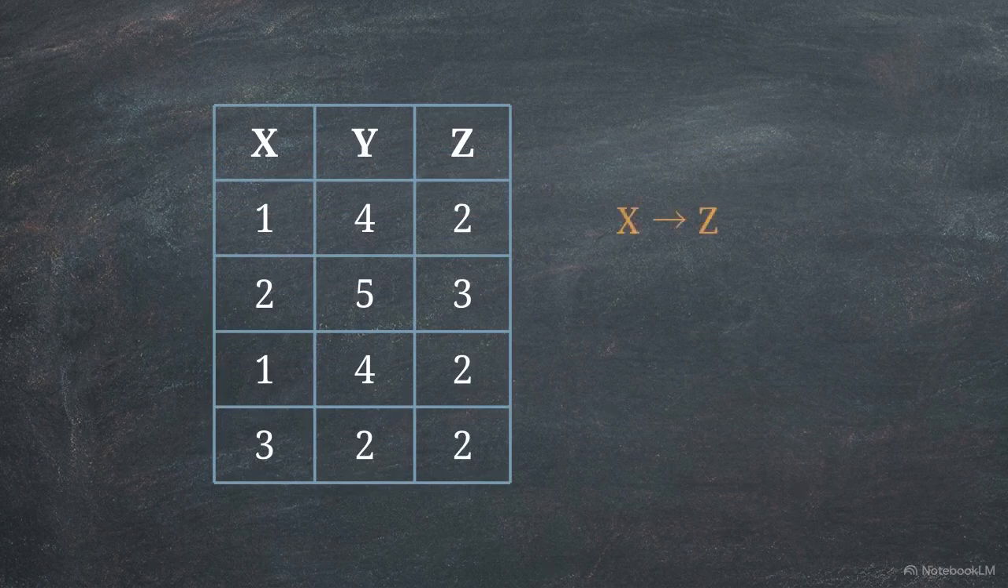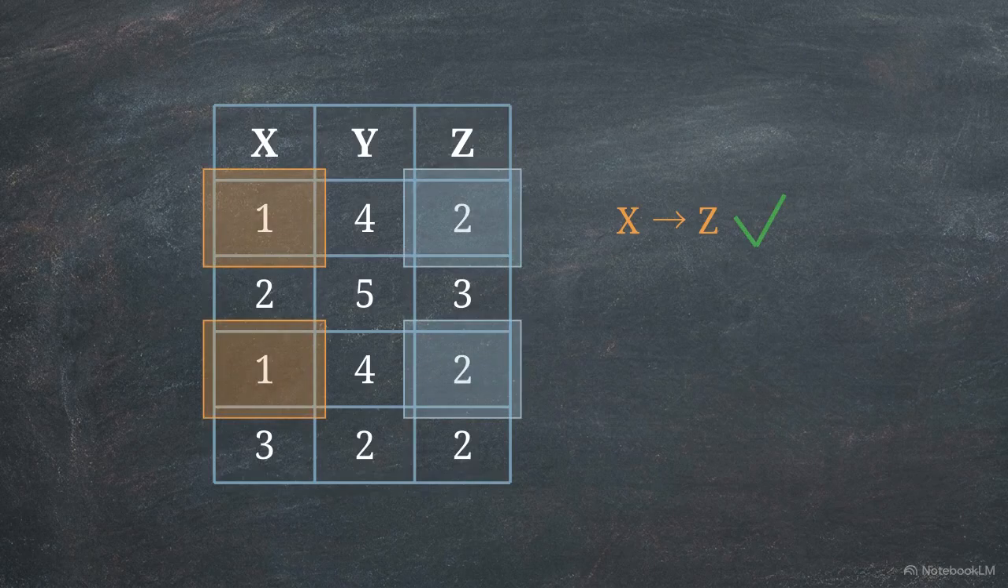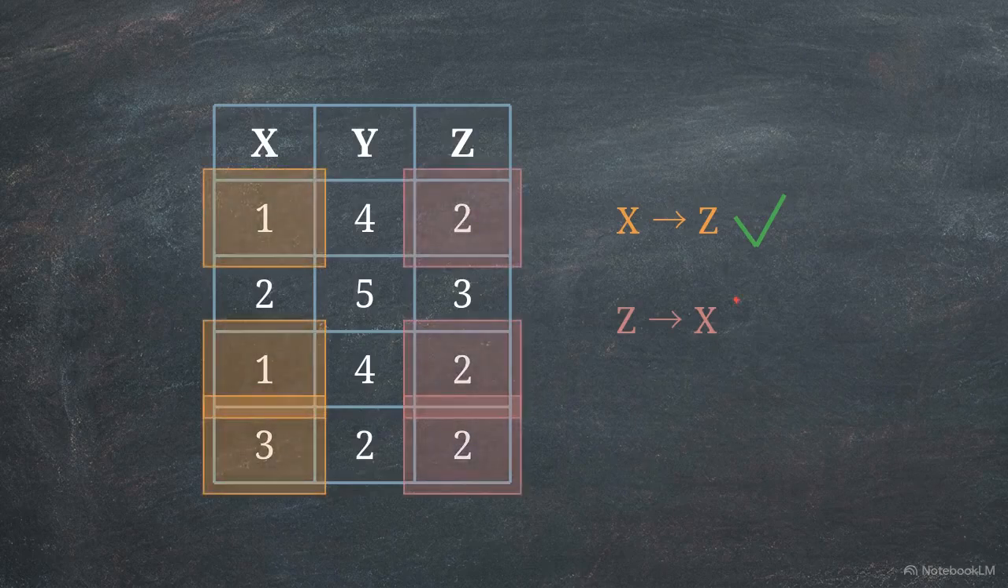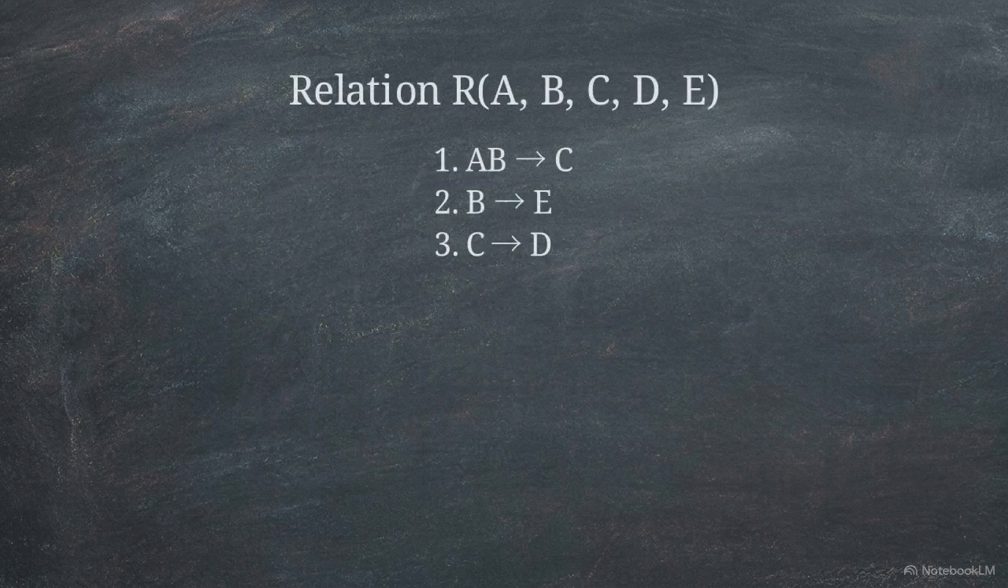We use question 1D's dataset to verify dependencies. Testing X to Z. When X is 1, Z is 2. This holds true. Testing the reverse, Z to X, fails. When Z is 2, X is 1 and 3. Multiple outputs are mathematically invalid.